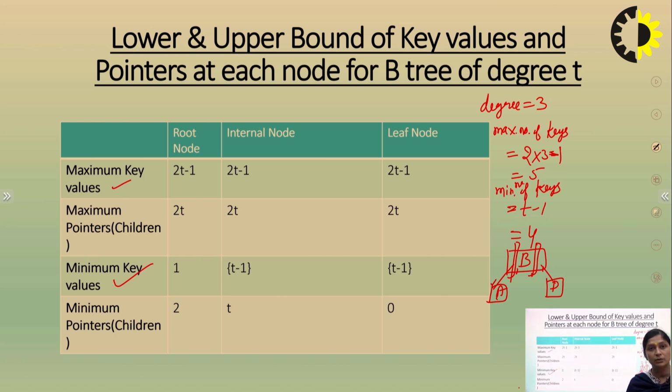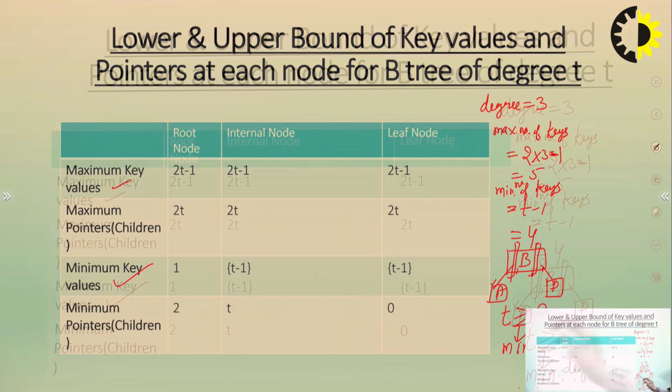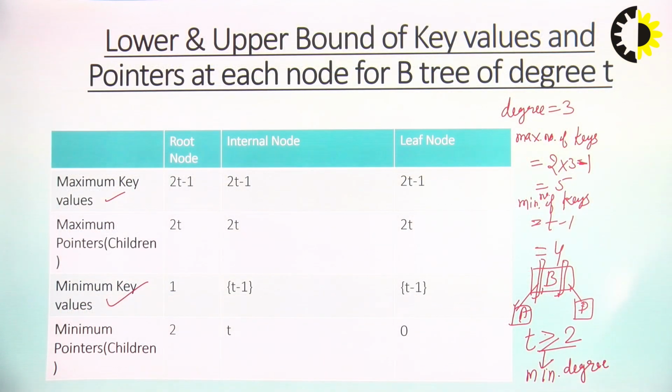In that case, the lower bound is 2. Means t is greater than or equal to 2. That is called the minimum degree. Means in the lower bound, you will always have a minimum value, that is t greater than or equal to 2. That's why we call it minimum degree. Right? Because at least 2 children will be there.